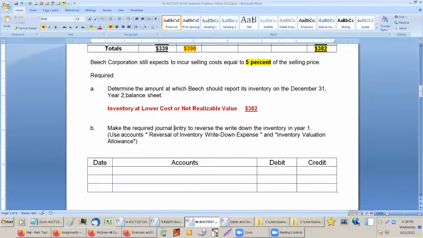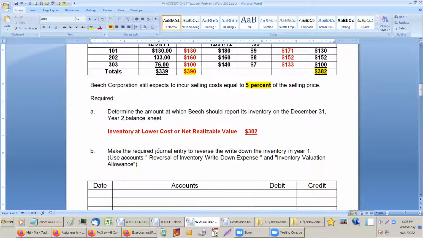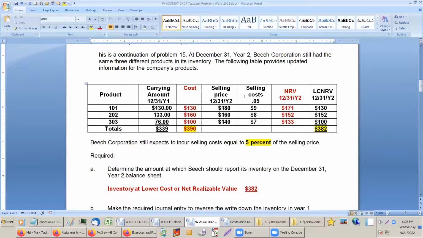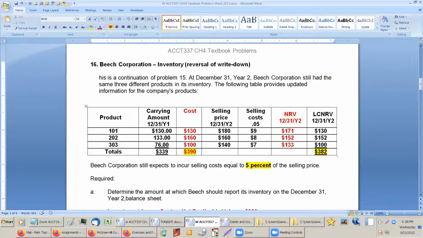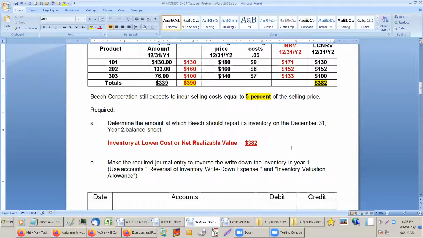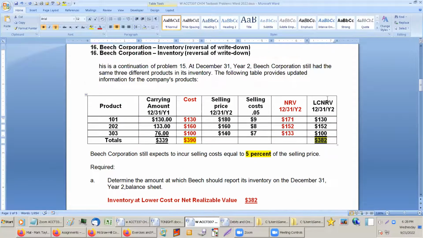So how much do we have to reverse out? Now, we can't go over the 390, and we're not going to. You can't go over 390 because even if the market was way above that, the lower of cost or market would just be cost. So we're still down a little bit, but not near what we were before.